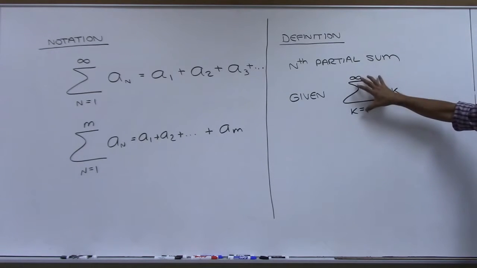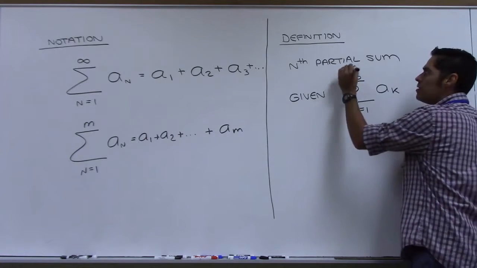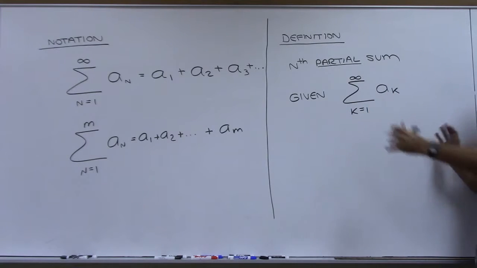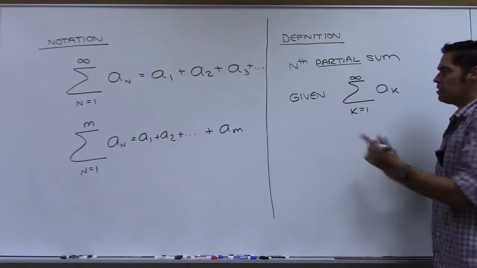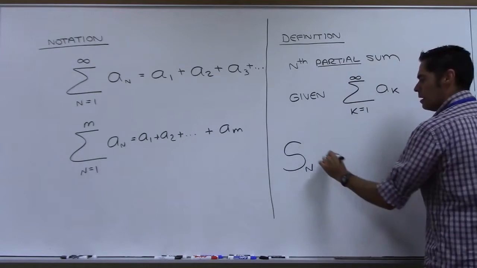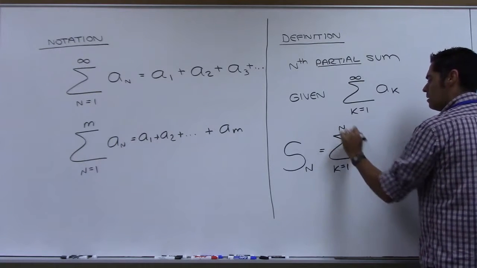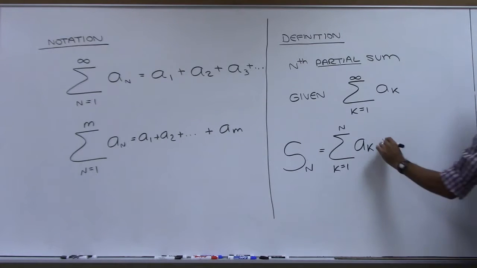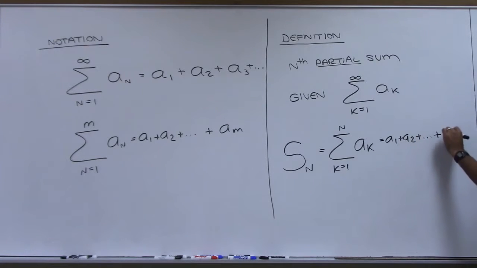So if I'm given an infinite series, the nth partial sum means, well, exactly what it says. It's part of the total sum. It's not the whole sum, which is to infinity, right? It's part of it. What part of it? Well, the part till I get out to n. So this is the way we denote it. The nth partial sum, capital S sub n, is equal to the sum k equals 1 to n of a sub k, which is a1 plus a2 stopping where? N, a sub n.